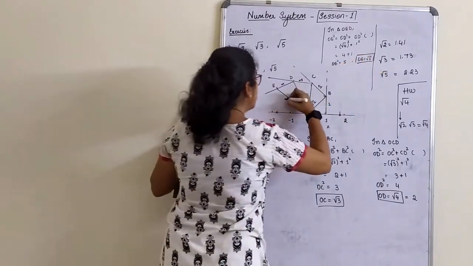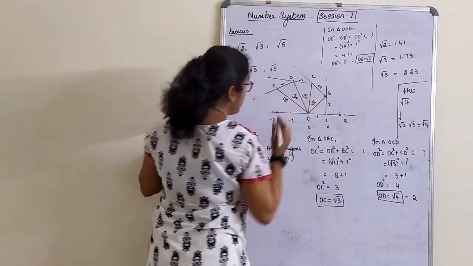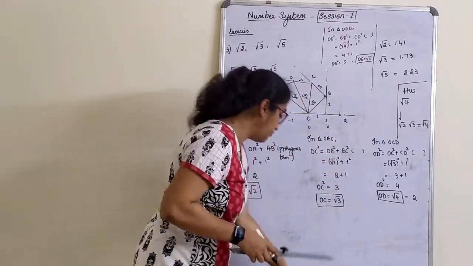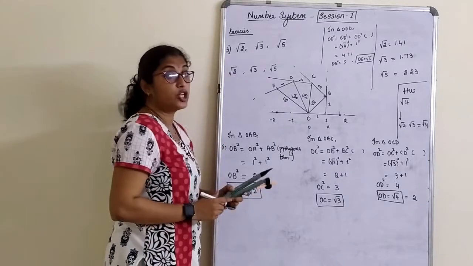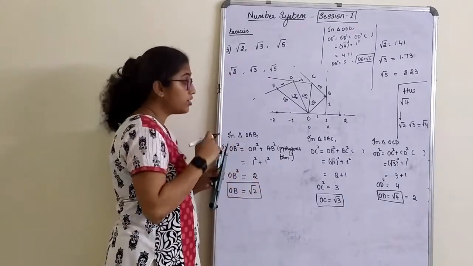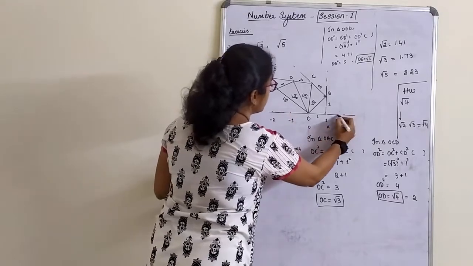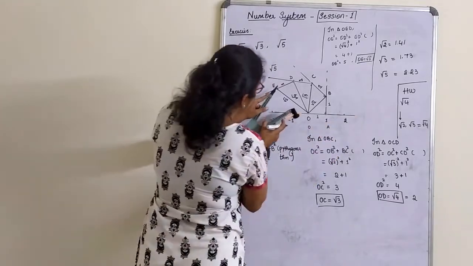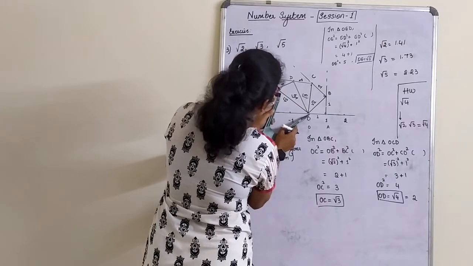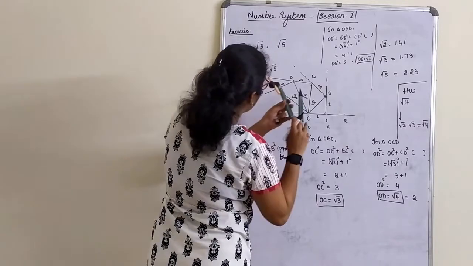So OE is root 5. Finally, we came to the root 5 point. Root 5 value is 2.23, so it has to cross the point 2. So take the measurement of OE. How much does it come? Yeah, we got it.